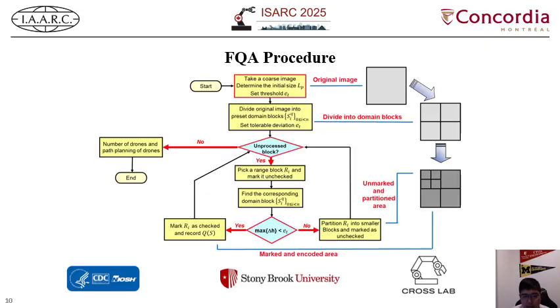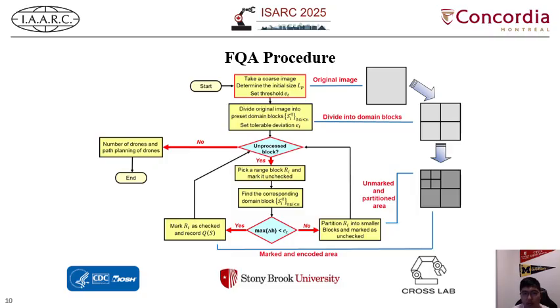And here is the procedure. It is a recursive, iterated process. We have an original image and divide it into domain blocks, and then we continue the process to get the final result. Once we get this procedure done, we get the resulting grid blocks.